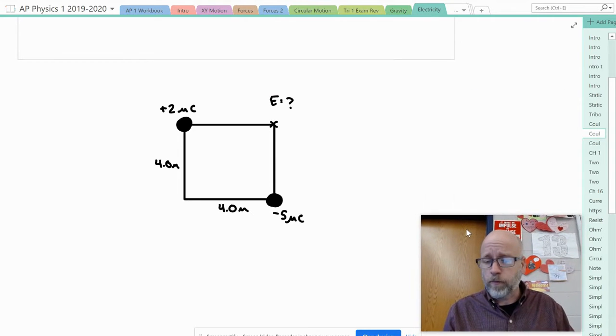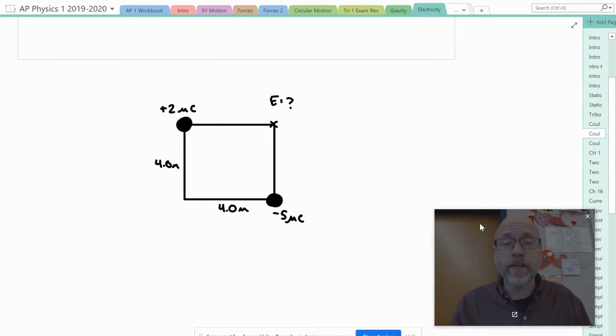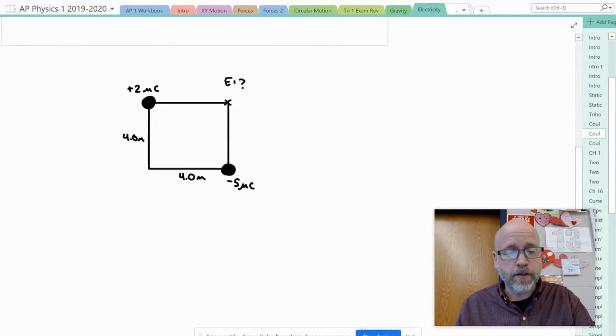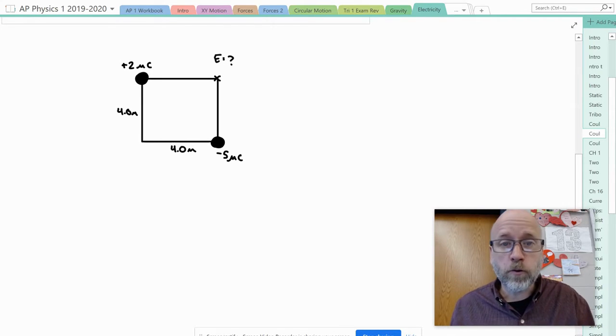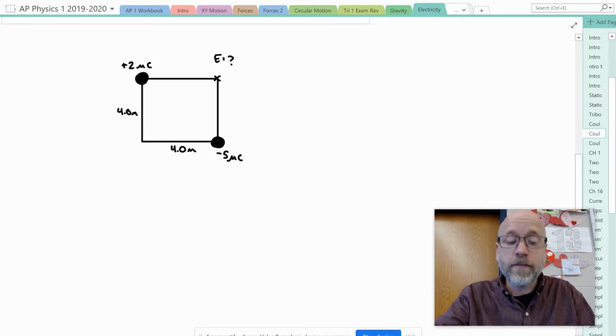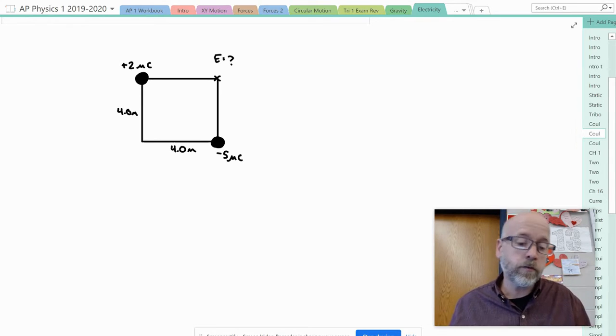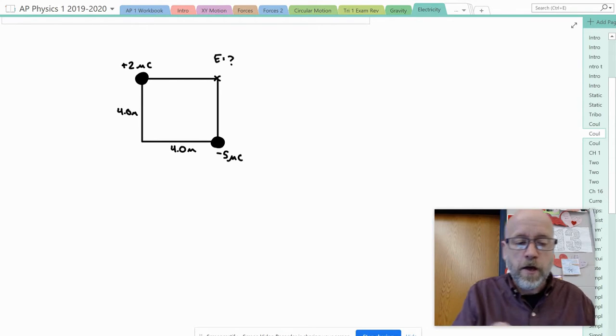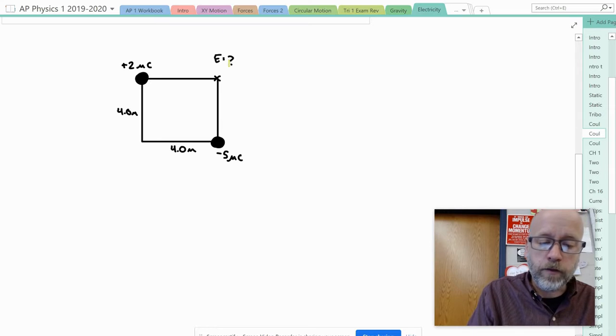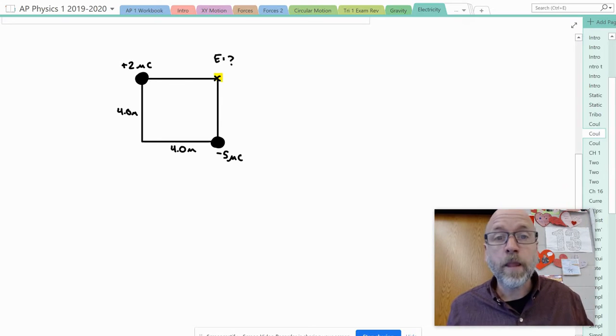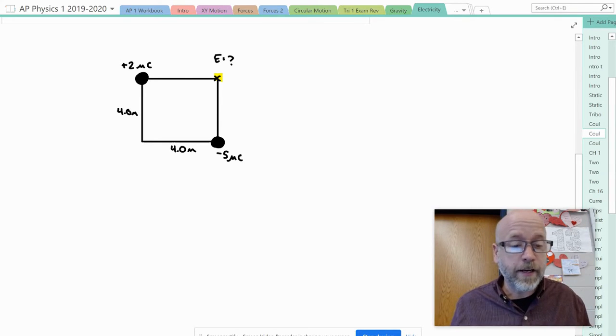And what it asks for is, what is the electric field at X? Now it's given two charges, a plus 2 microcoulomb and a minus 5 microcoulomb, and they're 4 meters per side of the square. And what we're really looking for is, what is the electric field right here? Now, before I begin, I gotta recognize a few things.